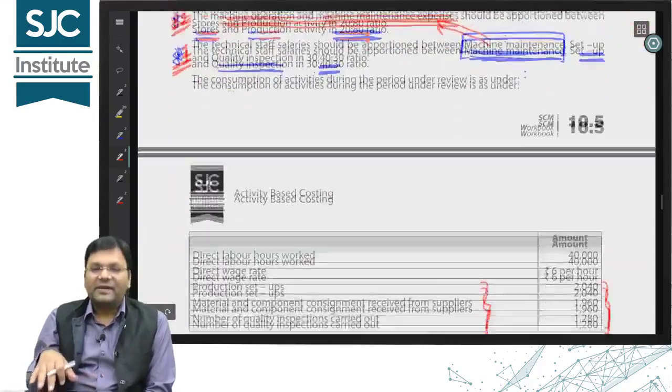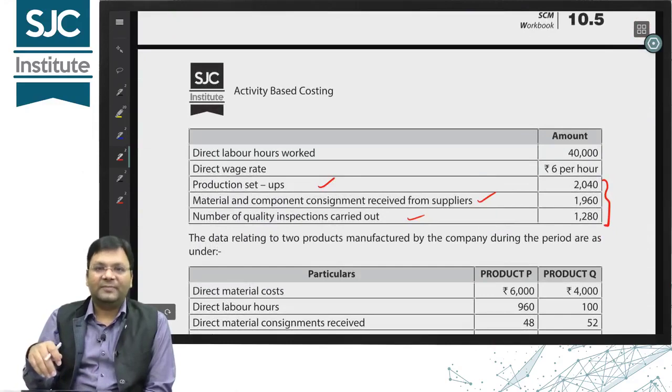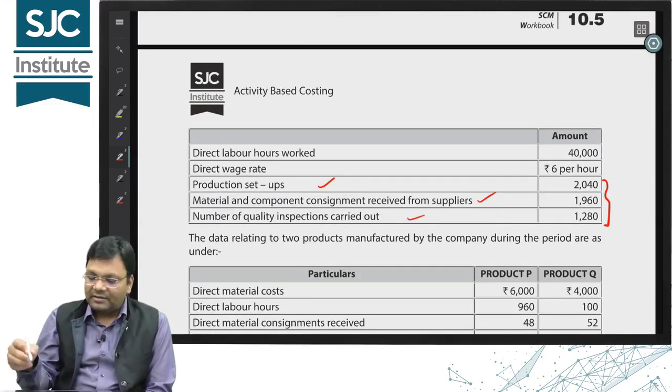For receiving, it is very obvious that it will be material and component consignment received. For setup activity, it will be production setup. For quality inspection, it will be number of quality inspections. And why is labor hour given? Probably that must be for the traditional system.